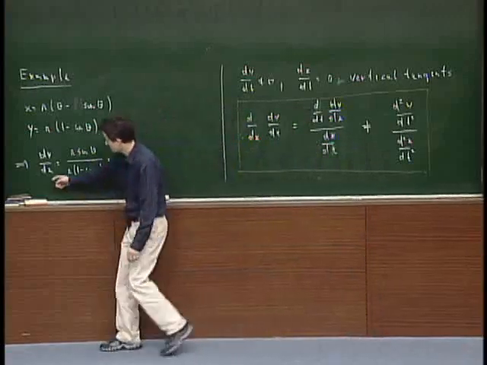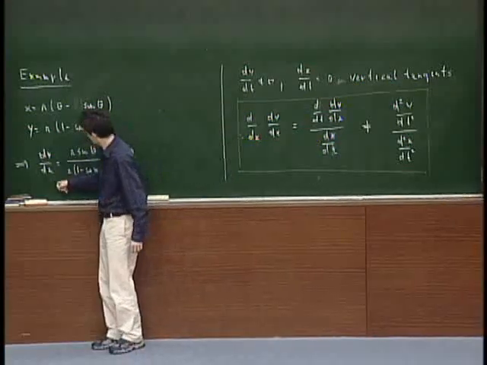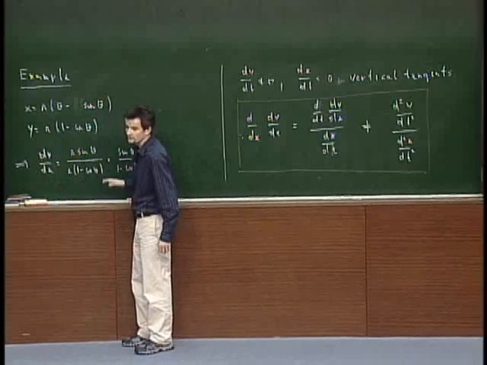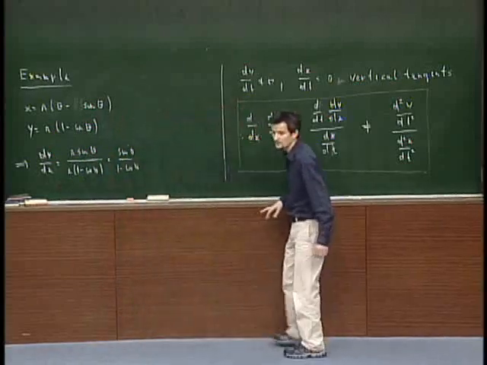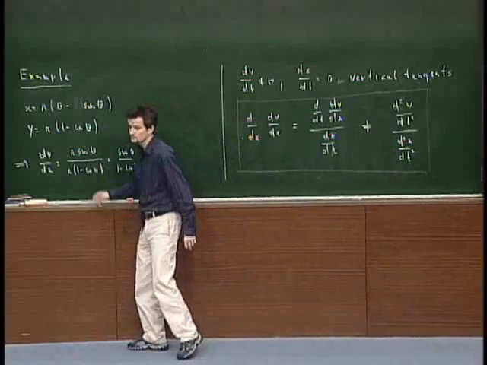But maybe just to stress this here, for this example, the second derivative is not r times cosine of theta over r times sine of theta. It's not true. It's not the second derivative. Okay, so only for the first derivative you have this easy rule here.